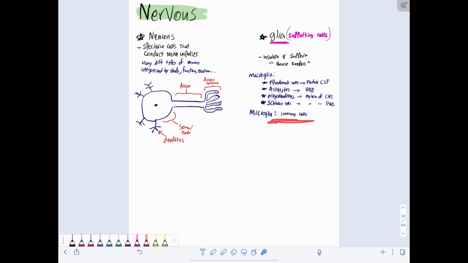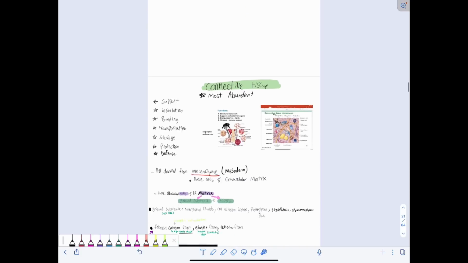And the last one is microglia. Microglia are the immune cells of the central nervous system. Recall that you have this blood-brain barrier, which means a lot of cells cannot get out. A lot of things cannot get out of the blood, including some of the white blood cells. And so these microglia are special types of immune cells that are in this central nervous system.